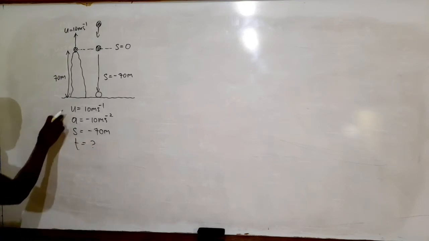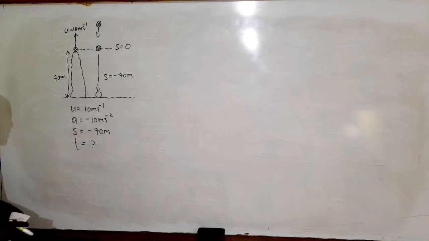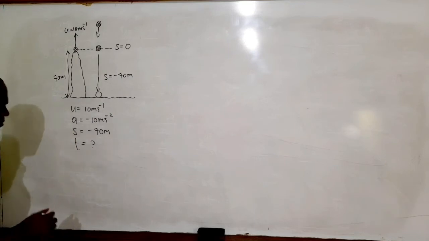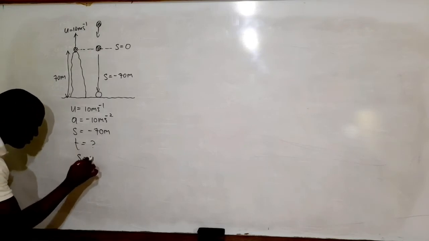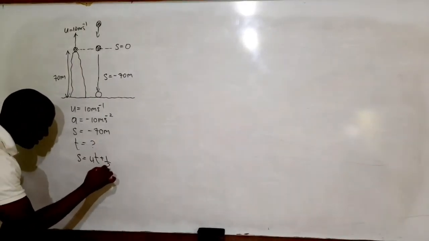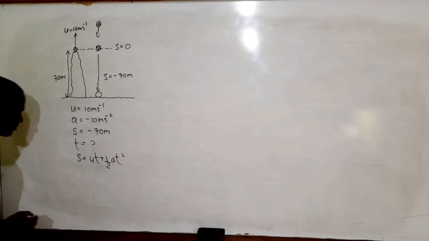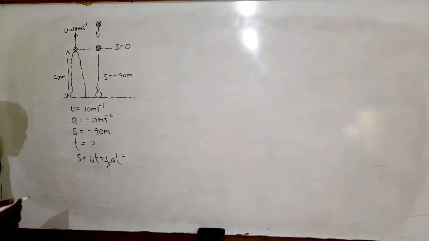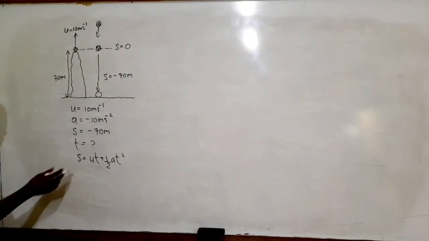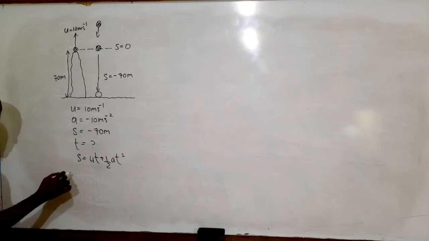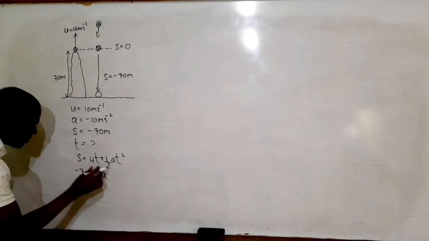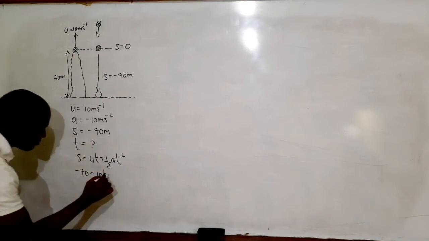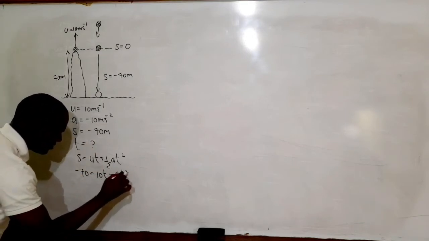So we have u, we have a, and we have s, and we wish to find the time t. Which equation do we use? We use the equation s is equal to ut plus a half at squared, and we will proceed by substituting our values. So we have minus 70 is equal to 10t, half of minus 10, that is equal to minus 5t squared.